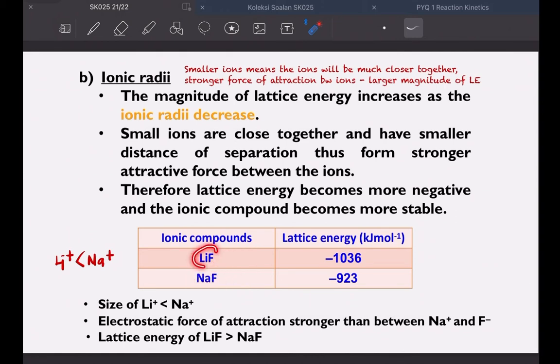Since lithium fluoride has smaller ions, that means that the ions will be much closer together, therefore stronger force of attraction between the ions. And therefore, more energy is needed to dissociate this, and more energy is released when we form this ionic compound compared to sodium fluoride. So size of ions will also affect the magnitude of your lattice energy.